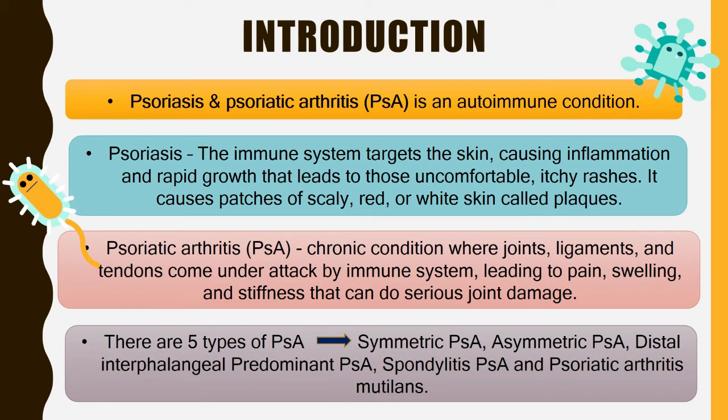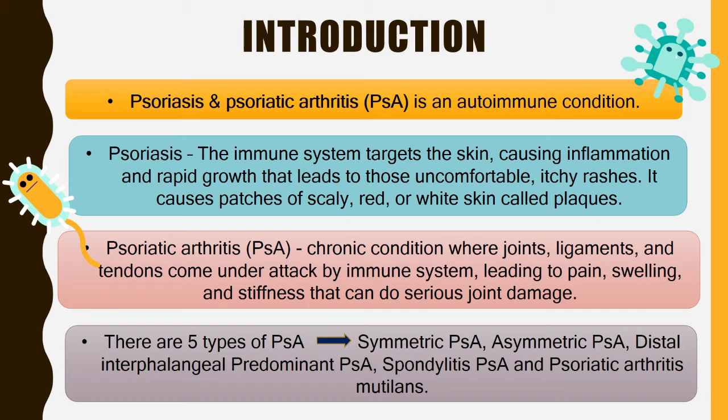What are the differences between psoriasis and psoriatic arthritis? In psoriasis, the immune system targets the skin, causing inflammation and rapid growth that leads to uncomfortable, itchy rashes. It causes patches of scaly, red, or white skin called plaque, while psoriatic arthritis is a chronic condition where joints, ligaments, and tendons come under attack by the immune system, leading to pain, swelling, and stiffness that can do serious joint damage.